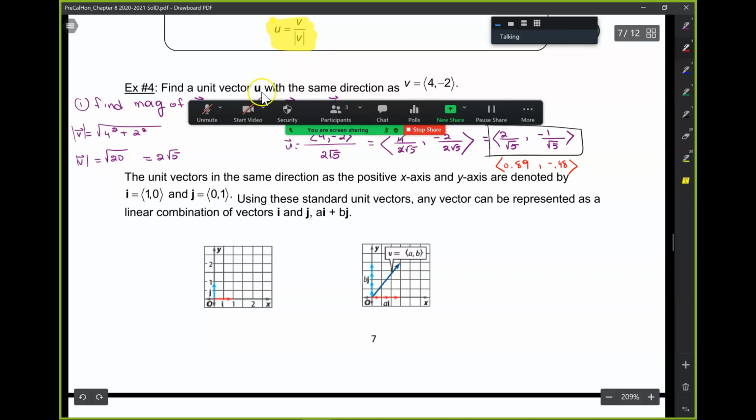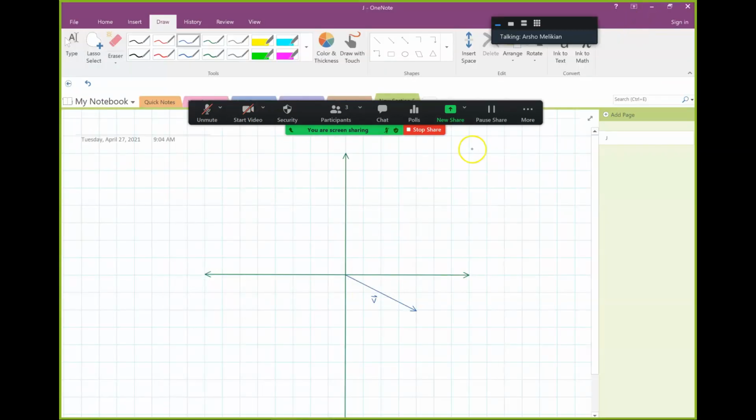Do we have to find that? No. You don't have to do this, but here's why I'm doing this. All right, guys, so take a look. So now I'm going to draw vector u, and we said it's 0.89, negative 0.45, right? So here we go. Start here. I'm going to go 0.89 to the right, and about halfway down.